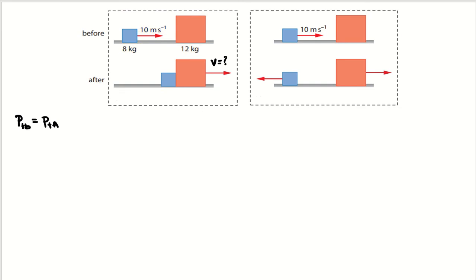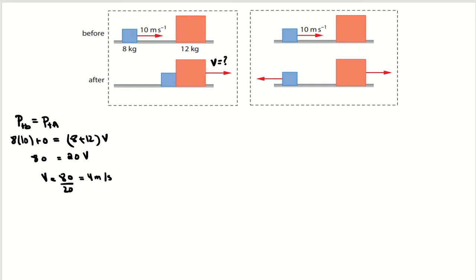So the P total before, I'm going to write it as 8 for the mass, times 10 for the speed, plus 0 for the object at rest, and it's equal to the P total after, which is the sum of two masses, times the common velocity. Okay, so by doing this, this is going to be 80 equal to 20. So the V is going to be equal to 80 over 20, which is equal to 4 meters per second, which means that these two objects that are sticking together will be going at the same speed, which is 4 meters per second.